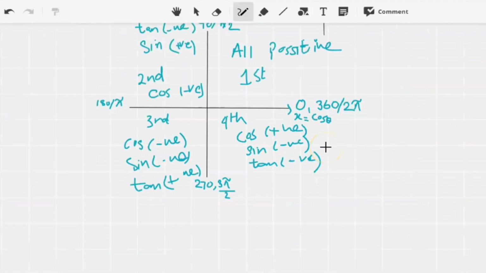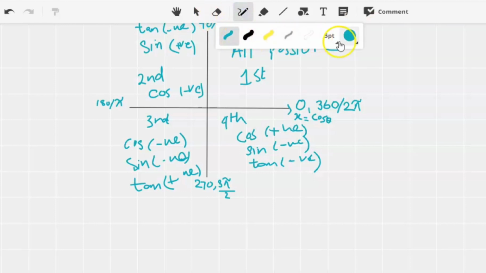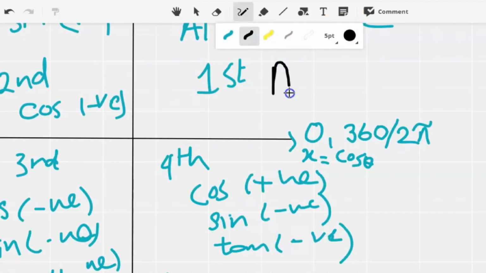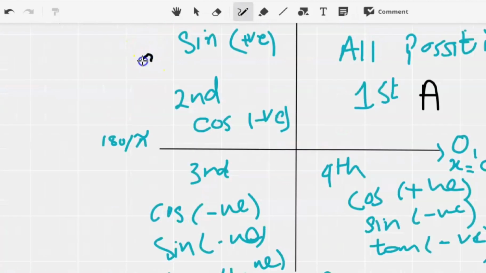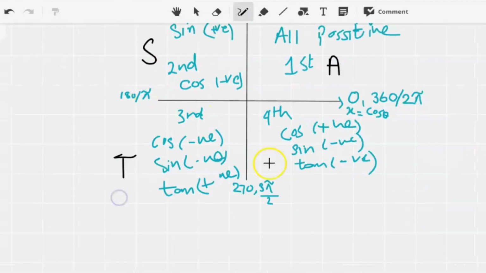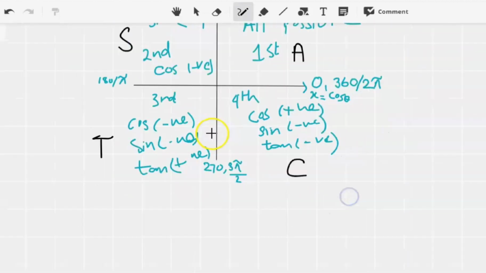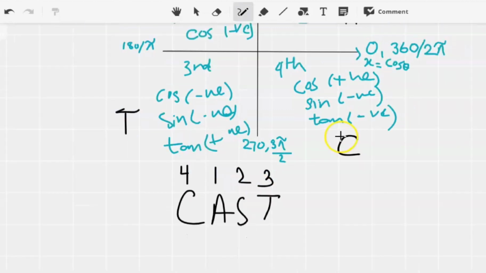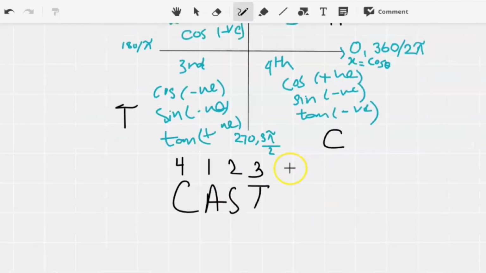There is a shorter way to remember this one. So let's say in this one all are positive. In this one only sine is positive. This one, t is positive, and this one, cos is positive. T means tan. So you can remember it as CAST. This one is also called the CAST diagram. Fourth, first, second, and third quadrant. This is the CAST diagram. Okay.